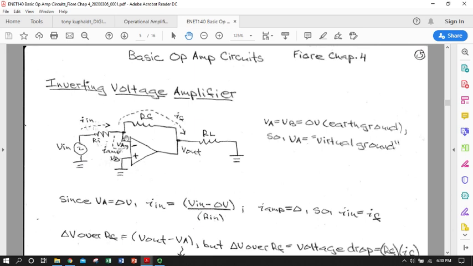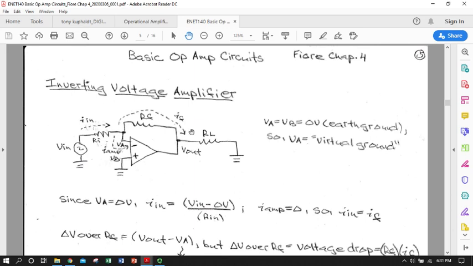So we can say that V sub A is at 0 volts or is at ground, and that allows us to say something about I in. We can define I in as V in minus earth ground. So if we have R sub I, we have I in. We know that I in doesn't really branch at this node because no current can flow into the inverting terminal. So all of I in, which we've now defined as V in minus V sub A over R sub I, is going to flow over R sub F.